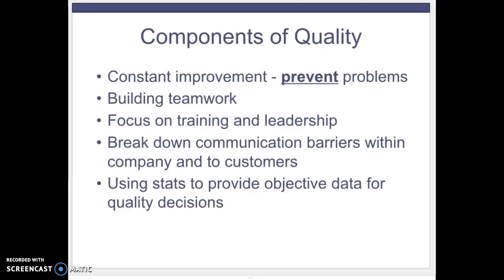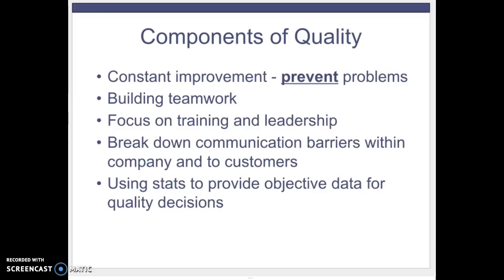When we talk about components of quality, it is essential that we work on improvement of the production processes to prevent problems. That occurs through teamwork, focusing on training and leadership from a management perspective, breaking down communication barriers within a company and to customers, because it's critical when there's a quality error that employees know the steps they take to rectify the situation. If not, the employee will not alter the process, hence quality will suffer.